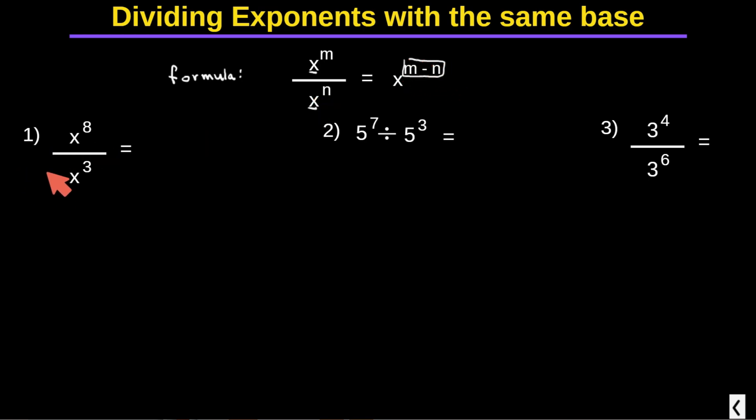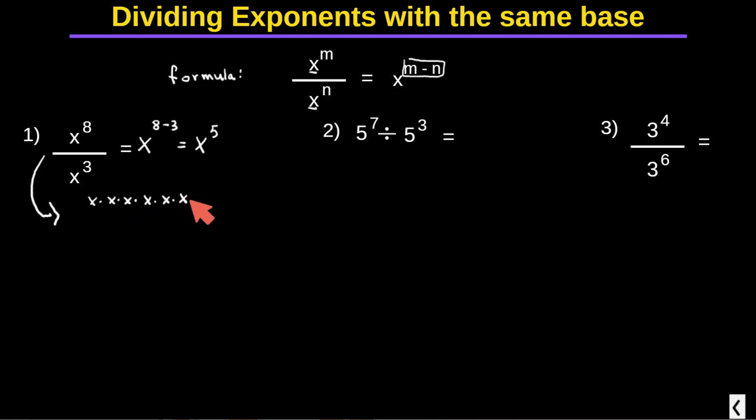Now let's look at our first practice problem. We have x to the 8th power divided by x to the 3rd power. So we will keep the base and we will subtract 8 minus 3. Now 8 minus 3 will be x to the 5th power. Now how did we get x to the 5th power? Although we subtracted 8 minus 3, which we know will give us 5.